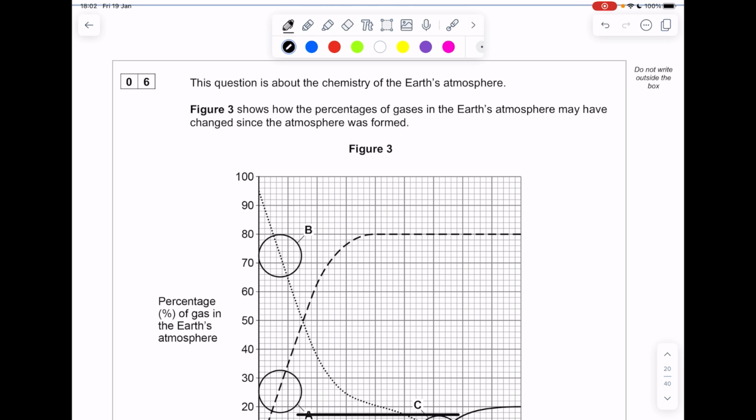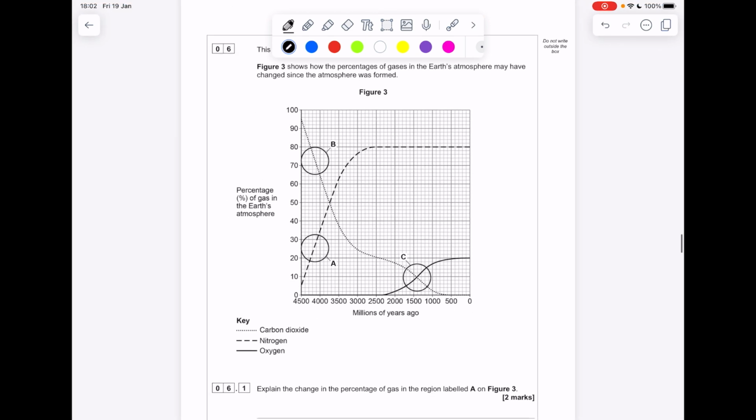This question is about the chemistry of the Earth's atmosphere. Figure 3 shows how the percentage of gases in the Earth's atmosphere may have changed since the atmosphere was formed. Double check all these gases. So carbon dioxide levels have drastically decreased. Nitrogen levels have increased to around 80%, which we know to be true. It's around 78% now. And then oxygen levels started at near enough zero, and then they have increased to around 20%.